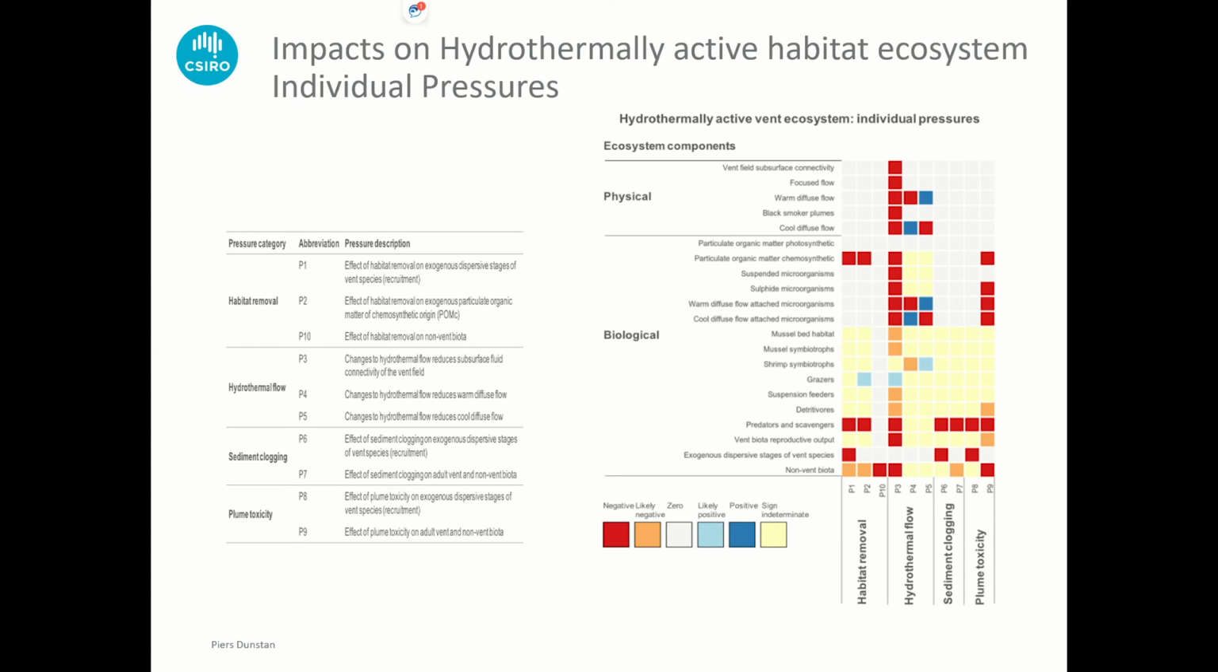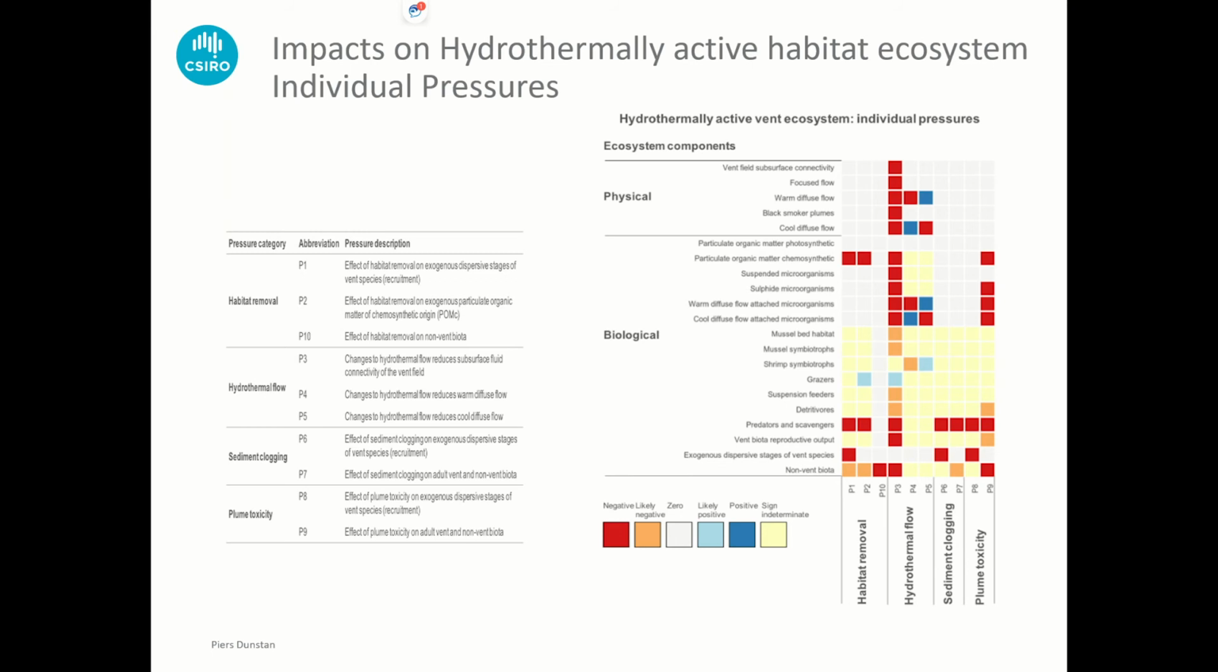And throughout the rest of the system, you can see that the different pressures act in different ways across the entire system. Obviously, predators and scavengers are impacted across a wide variety of the pressures, and so is the supply of particulate organic matter from chemosynthetic outputs. But you can also see that the actual effects on the system don't necessarily have a massive effect or are actually a little bit uncertain.